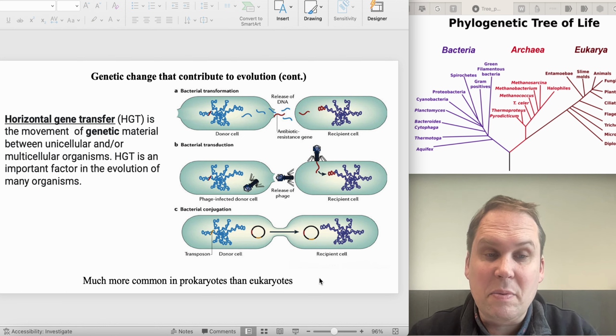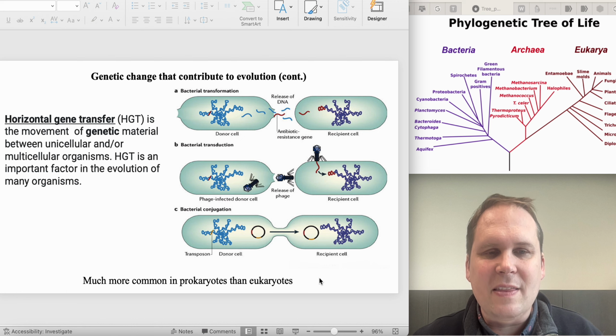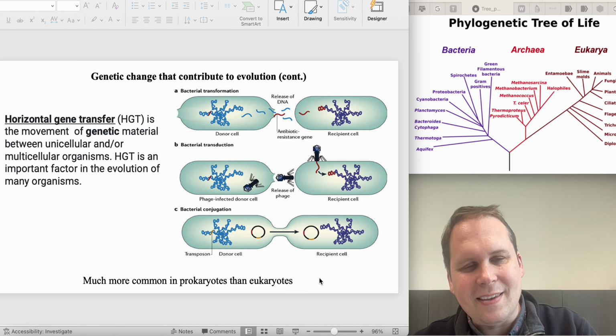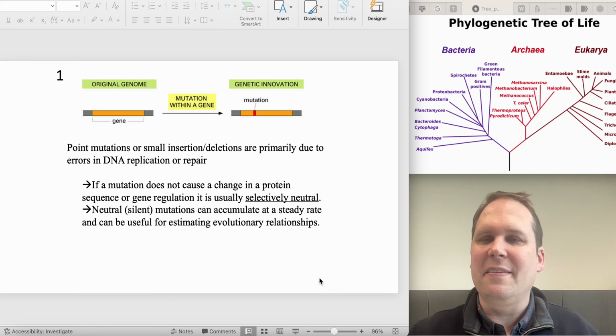So that's how you can end up with a gene that is homologous but is not necessarily following the same evolutionary pattern as the rest of the genes that make up the genome it's in, if that makes sense. Okay, fine.